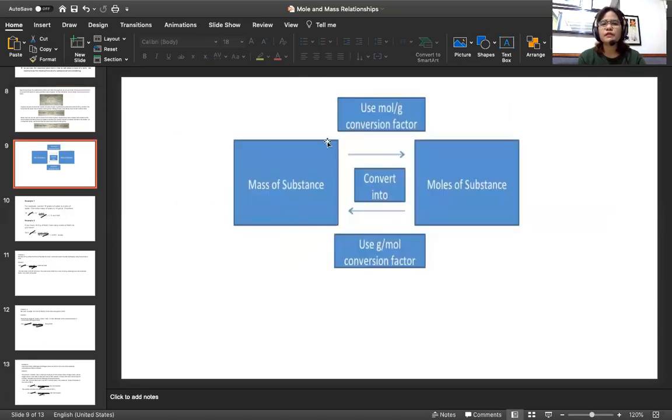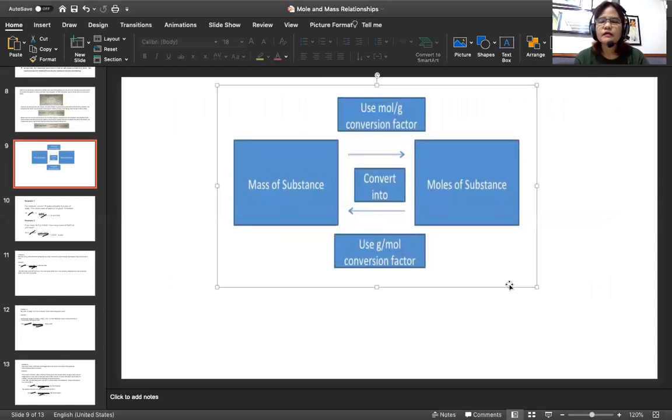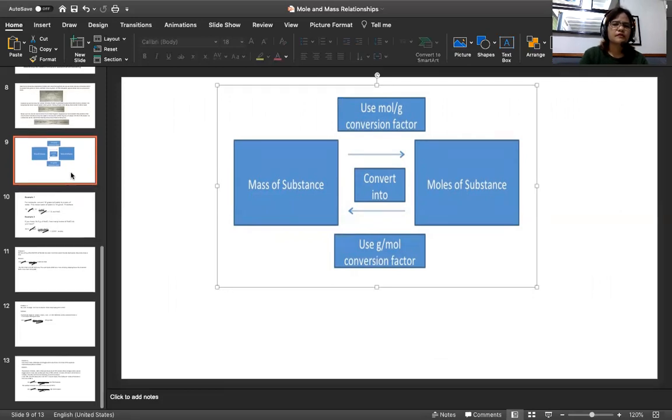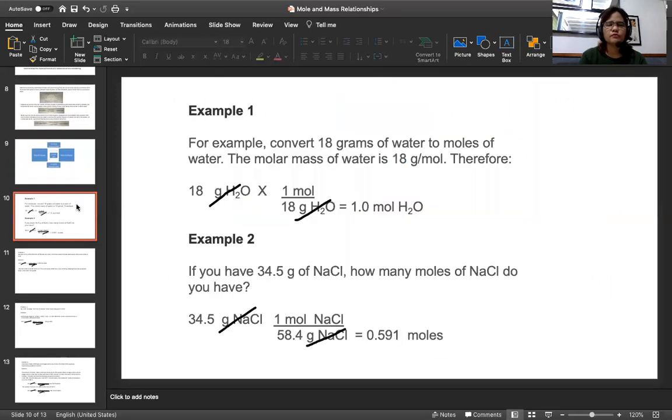Okay, so this is the summary. If you want to convert mass of substance to moles of substance, you will use the unit mole per gram. If you want to convert moles of substance to mass of substance, you will use the gram per mole, for you to be able to cancel. So it's very important that you are able to cancel. These are the examples.